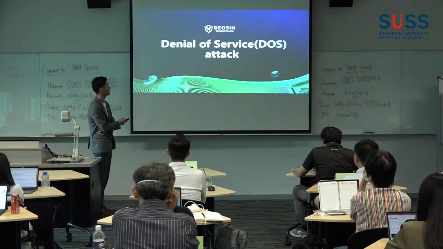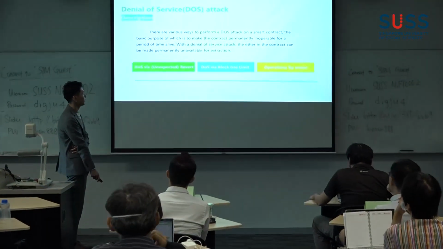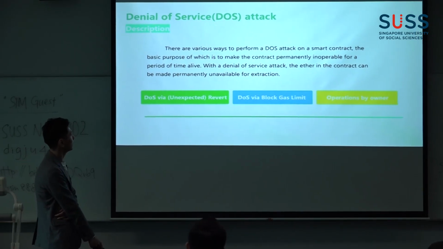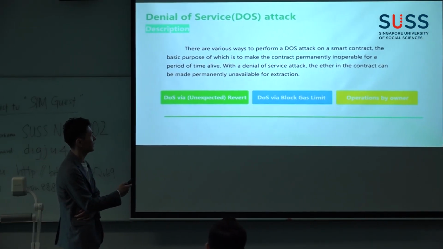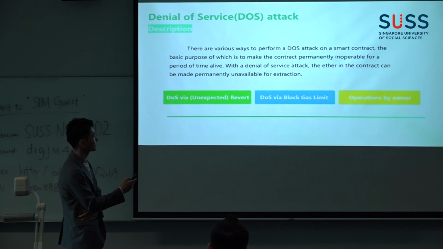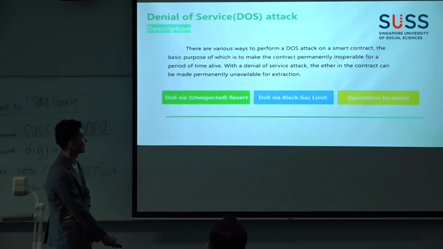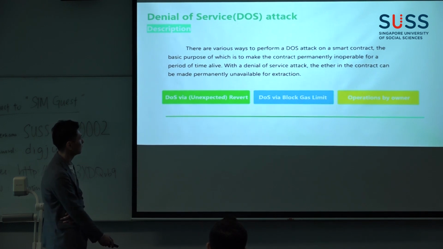So, the denial of service attack. There are various ways to perform a DOS attack on a smart contract, the basic purpose of which is to make the contract inoperable for a period of time. With a denial of service attack, the ether of a contract can be made permanently unavailable for extraction.